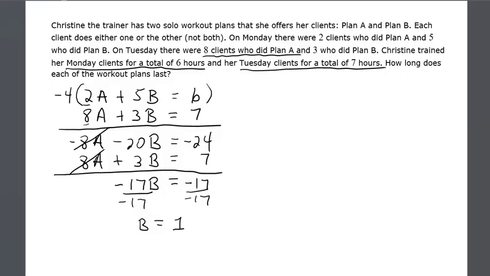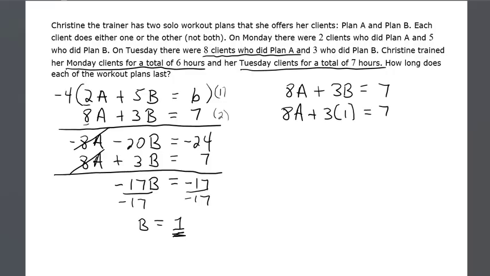Now I need to find out how long it takes A. So I choose either equation 1 or equation 2 and substitute 1 in for B. I'll go ahead and choose the second equation: 8A plus 3B equals 7. Remember, I'm substituting my answer 1 in for B. So that gives me 8A plus 3 times 1 equaling 7. So 8A plus 3 equals 7.